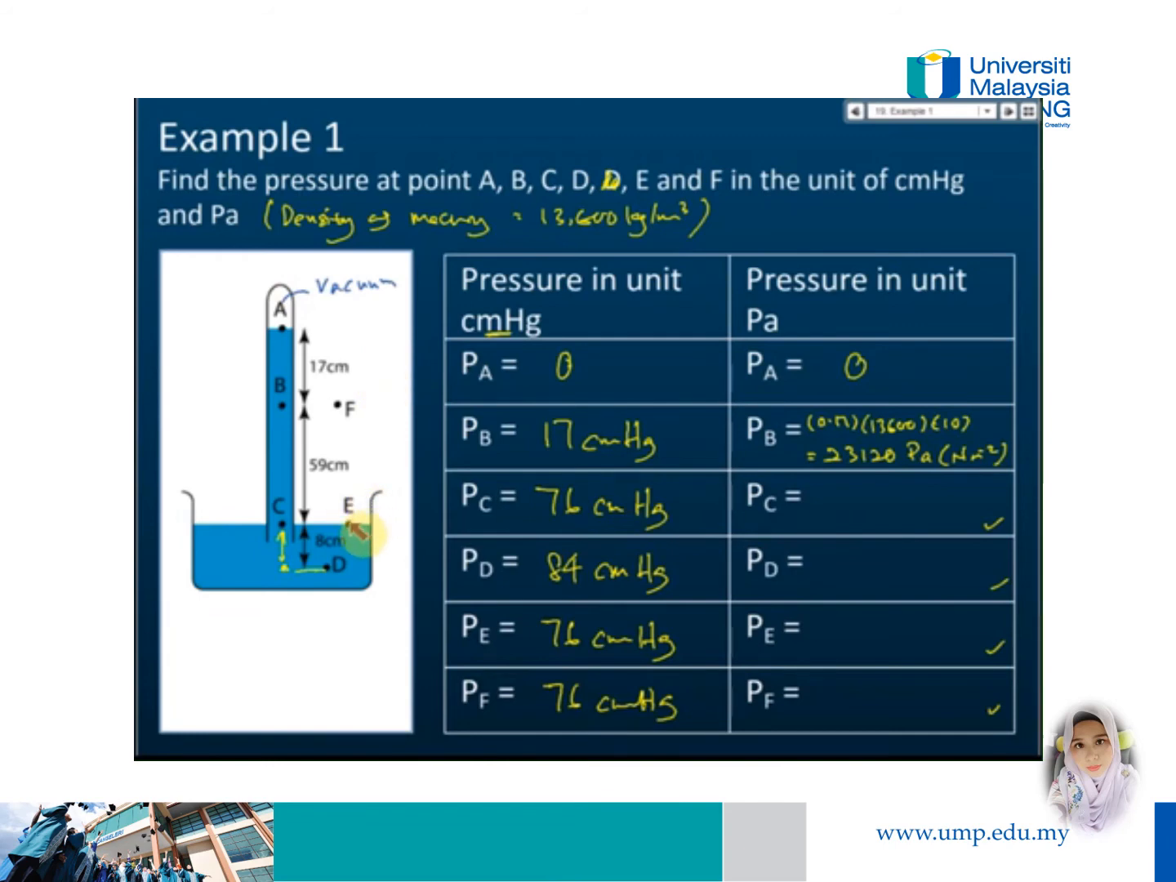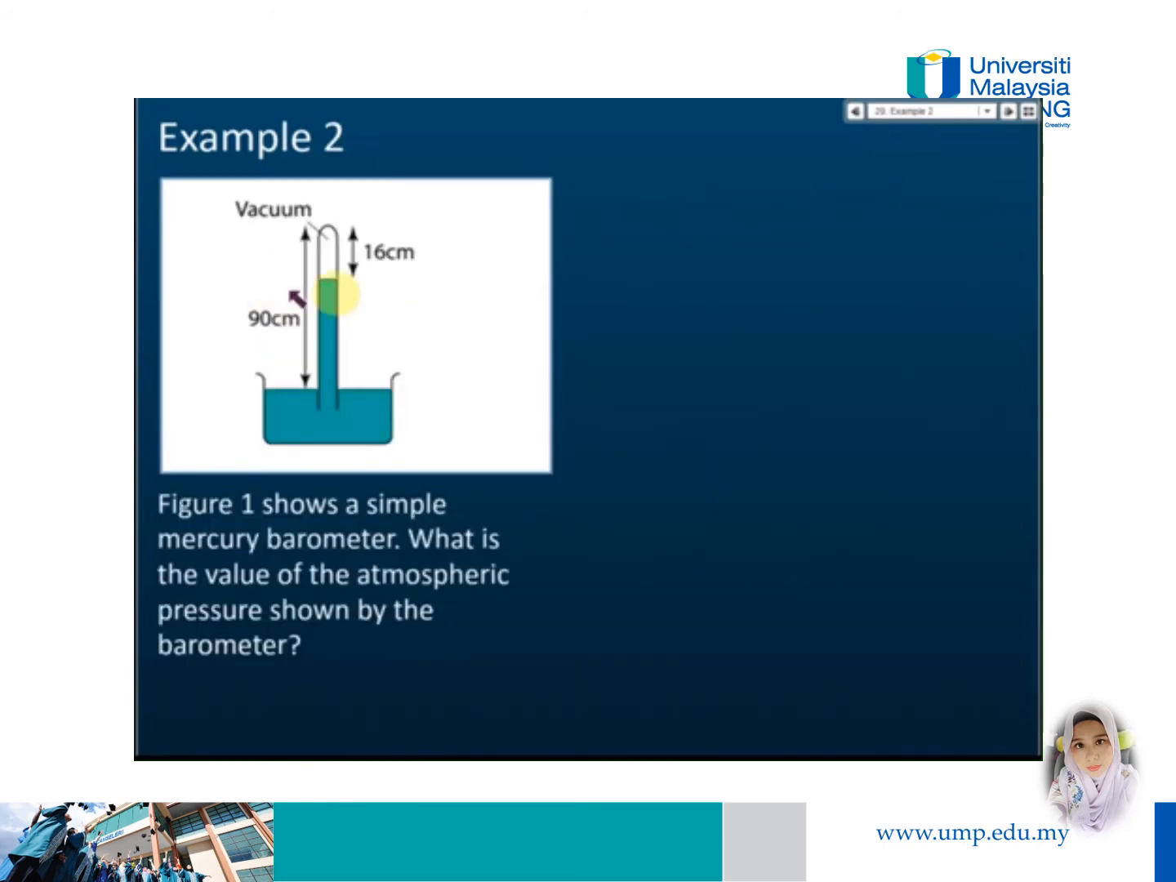That is the atmospheric pressure. Here 76, a little bit higher 76, because this is the atmospheric pressure, the pressure caused by the atmospheric gas pressing on this point. The pressure is the same, so it's 76 cm mercury. This is vacuum, 16 cm, 90 cm.